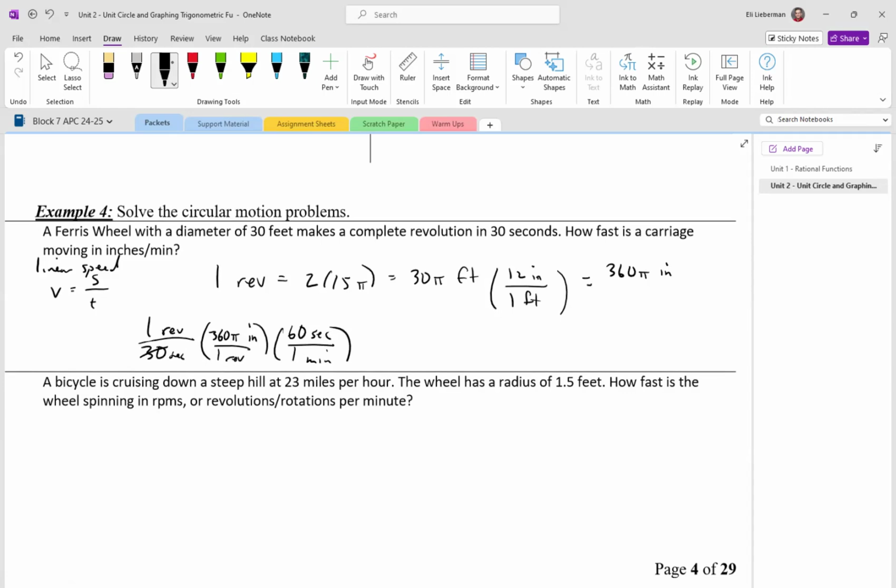Is this easy to do? 30 goes into 60 twice. 2 times 360 pi is 720 pi inches per minute. Should I leave it like that?